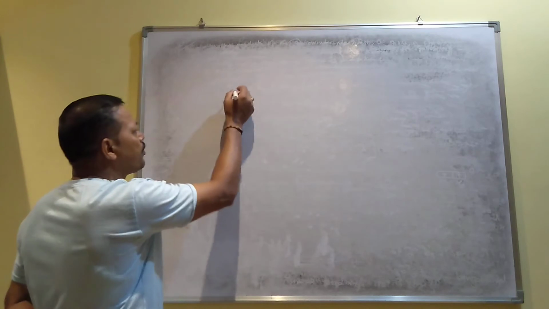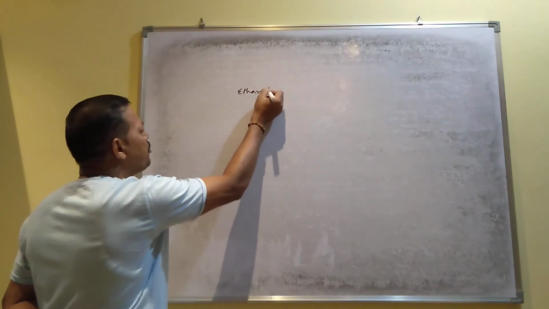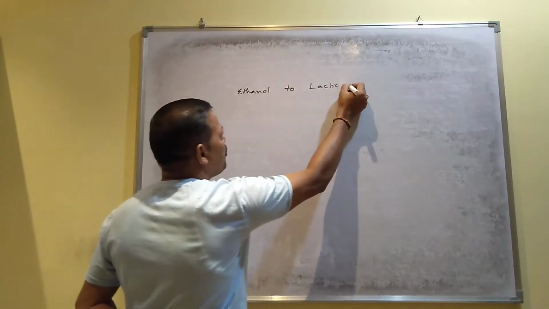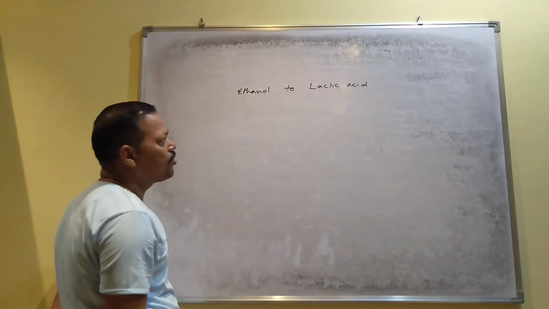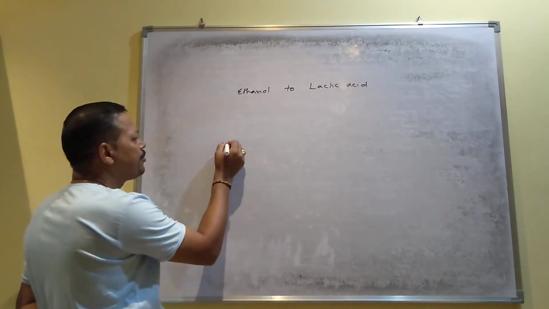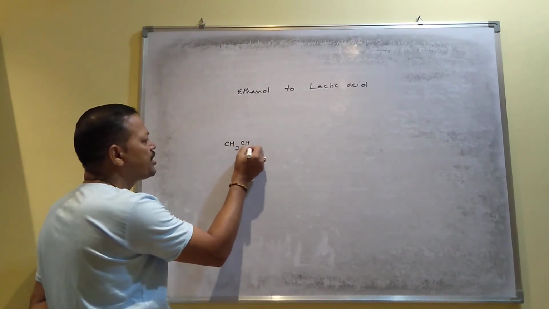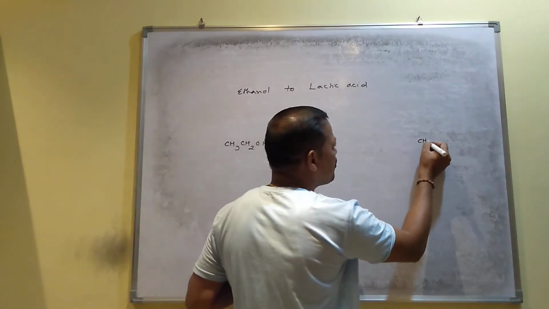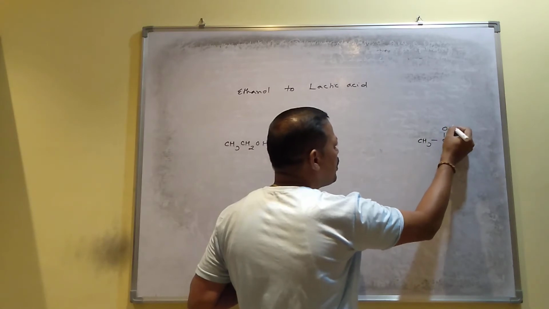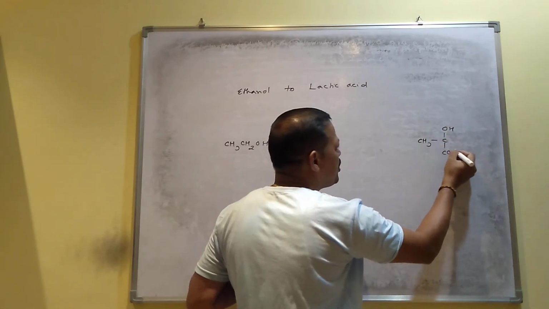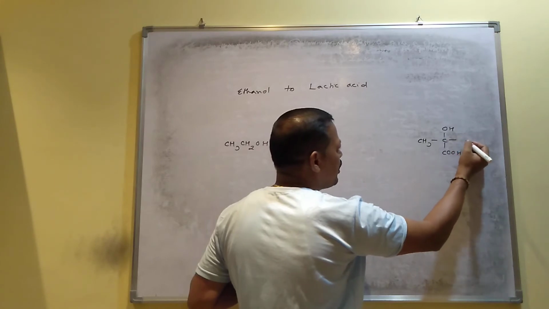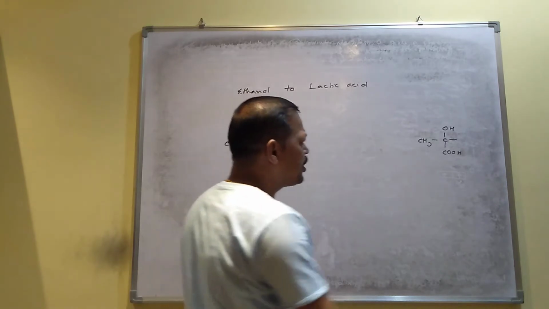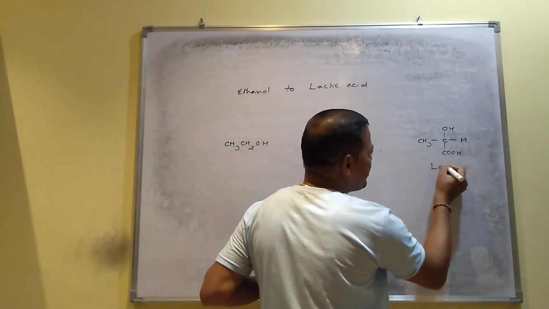Now I want to give one example. Suppose you have to convert ethanol to lactic acid. You know the ethanol formula, CH3CH2OH, and lactic acid is like this. It contains one OH, one COOH, and one hydrogen is present. This formula is called lactic acid.